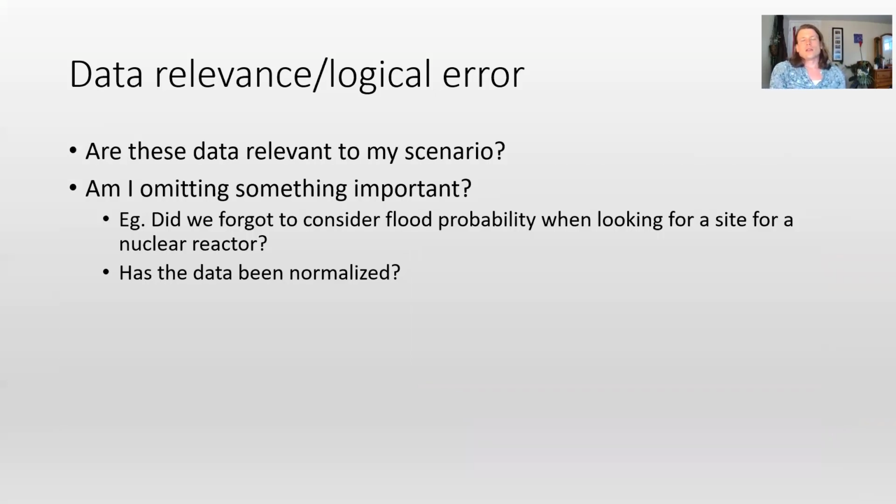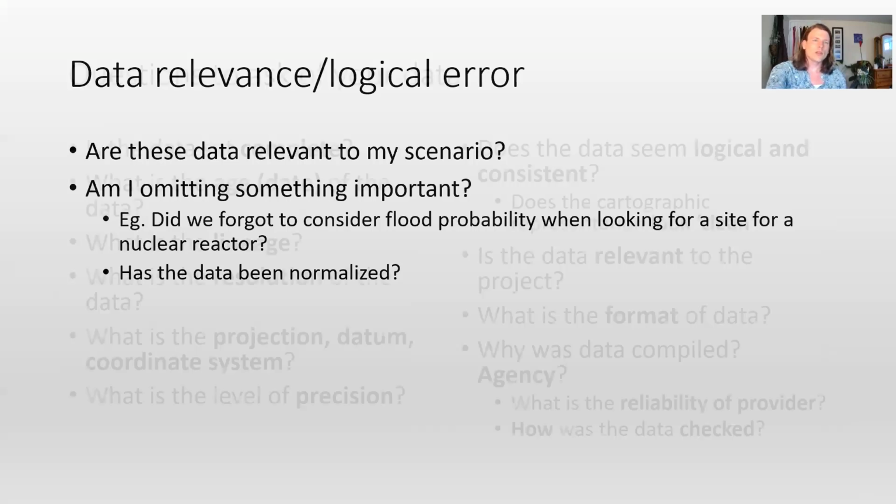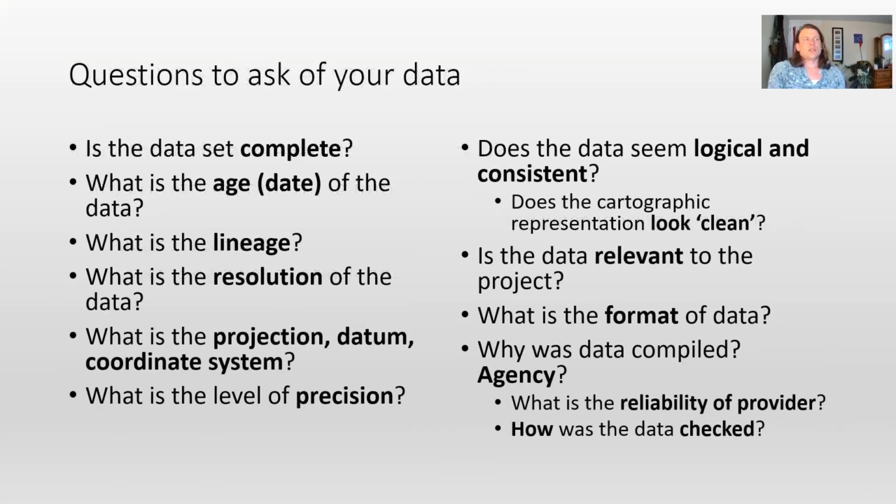So building on that, beyond just, is there a confounding factor that I might need to think about? An important question to ask is, are these data relevant to my scenario? Am I looking at the right stuff? Am I omitting something important? For instance, did we forget to consider flood probability when looking at a site for a nuclear reactor? So just some questions to ask for your data.